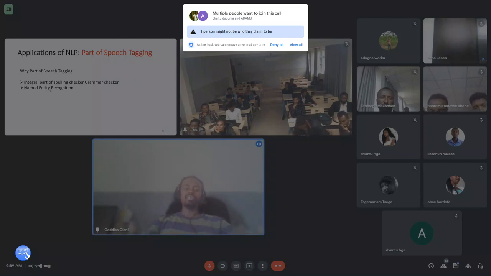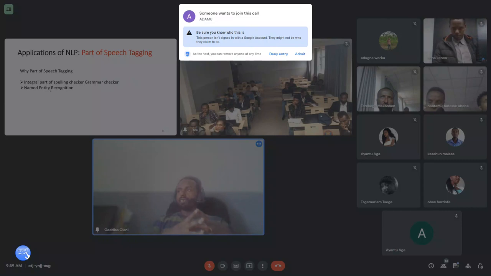Kabira feature, because at the end you are going to define the language specific rule for that specific language. And again, it is an integral part of spell checkers and grammar checkers.